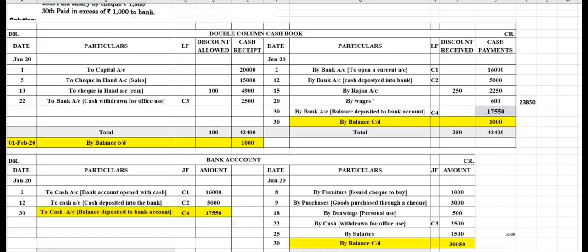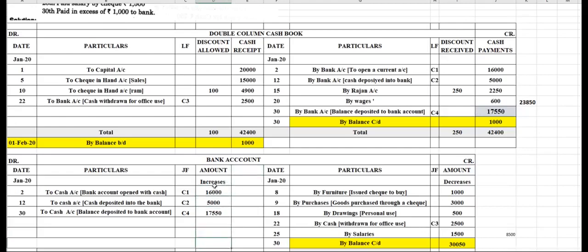So no need of yellow color because you may get confused. Just to show you that 17,500 rupees has been brought to the bank account. So in the bank account, the amount is increasing. Whatever receipts or increases, that is debited, and whatever is decreasing, that should be credited, right? Payments. So that's why here it is increasing. Now that is about that last transaction, 30th paid in excess 1,000 to bank account.